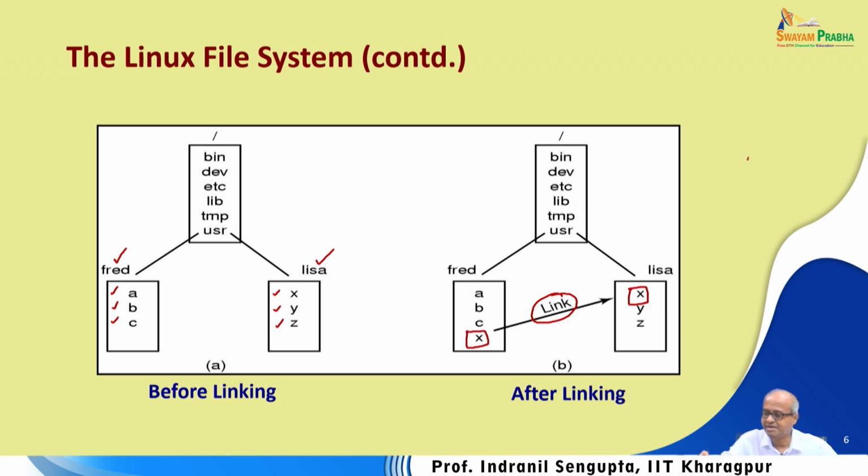If you do a directory listing under Fred, you can also see X, but you will see it as a linked file. There will be an L displayed in the file type. L means it is a linked file. So, now essentially this Fred folder will contain 4 files, but one of them is actually a link file which is stored somewhere else.